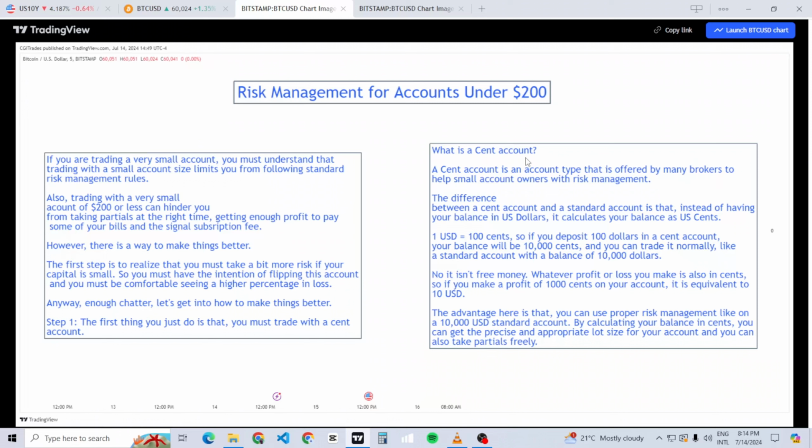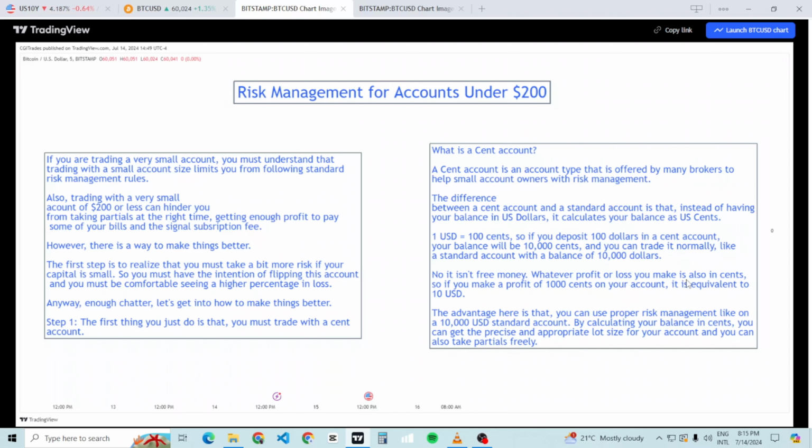One US dollar is equal to 100 cents. So if you deposit $100 in a cent account, your balance will be 10,000 cents. It's just going to show 10,000. That is not $10,000, but it's 10,000 cents that is reading there. And you can trade it normally like a standard account with a balance of $10,000. So this is the advantage that it gives you. No, it's not free money.